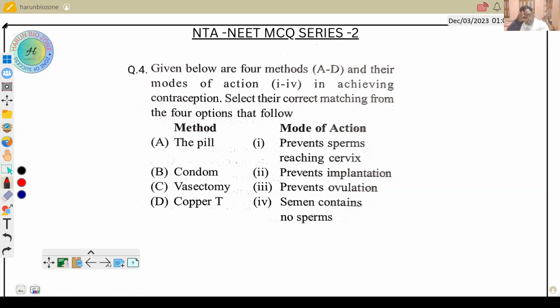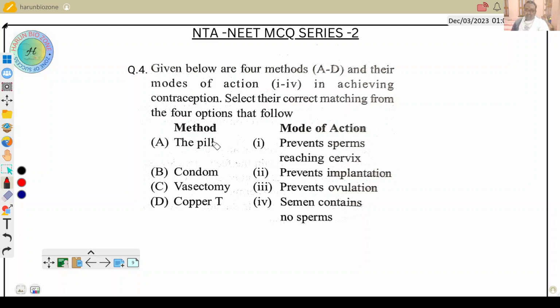Given below are four methods and their mode of action in achieving contraception. Contraception means controlling pregnancy by use of several different natural and synthetic methods. Select their correct matching from the four options below.